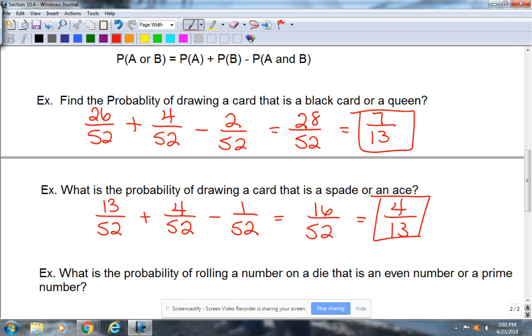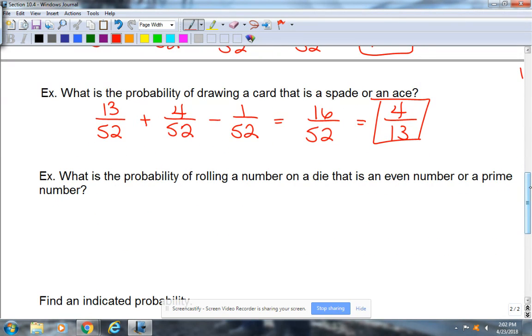Any questions about those? All right. Next one. What is the probability of rolling a number that is an even number or a prime number? So let's talk about it. We're talking about a die again.